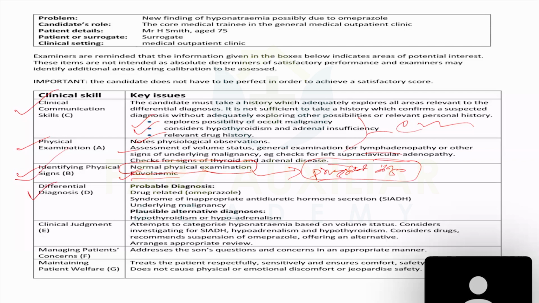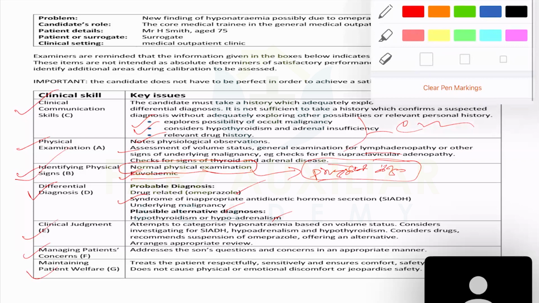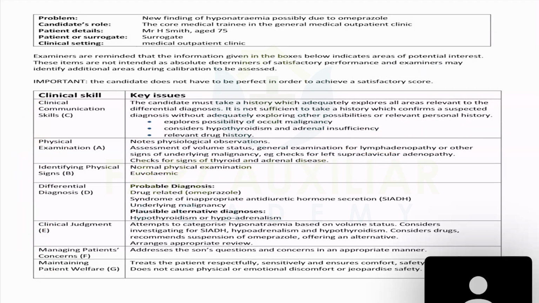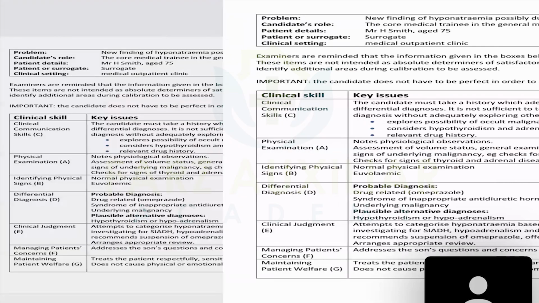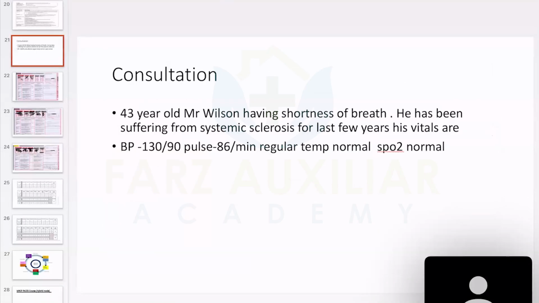Also, you need to construct a differential diagnosis. The causes of hyponatremia could be drugs, could be malignancy, could be other things. So you need to categorize them: clinical judgment, patient concern, and welfare. All these things will be discussed in further classes and further courses. You should know these things and be ready for these scenarios.